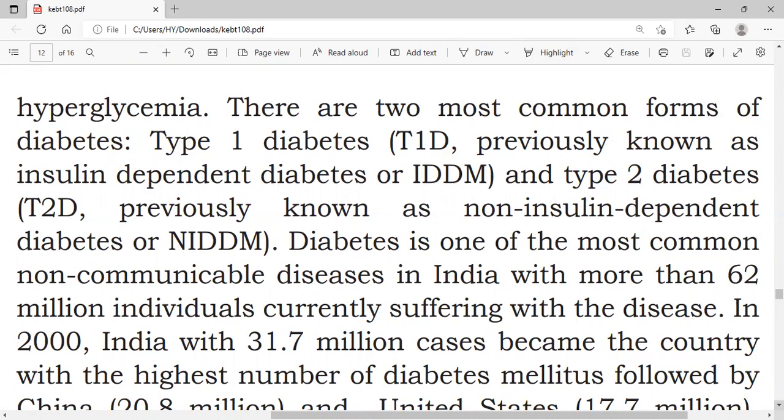Diabetes is one of the most common non-communicable diseases in India, with more than 62 million individuals currently suffering from the disease. In 2000, India, with 31.17 million cases, became the country with the highest number of diabetes mellitus cases, followed by China, with 20.8 million.